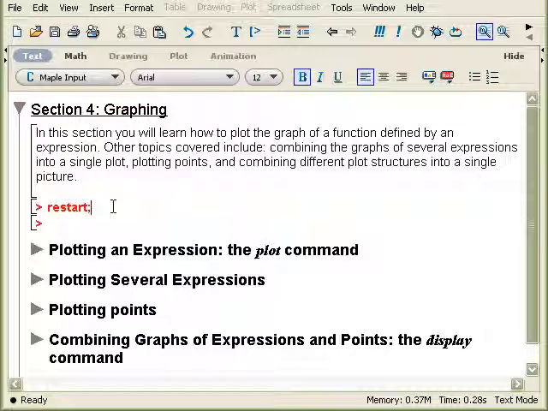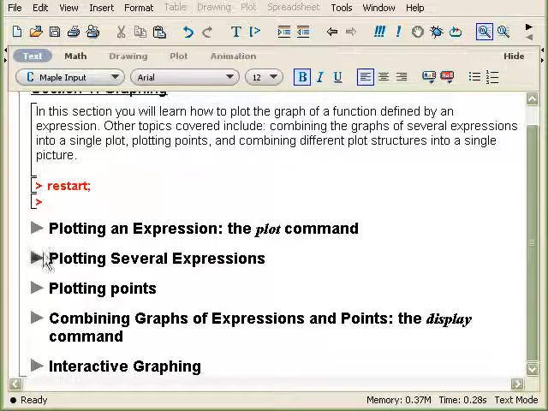Okay, once again, let's hit restart. We're not going to use these graphing features in Maple for our course. Let me just explain the first couple of subsections only here, but please read the remaining parts.